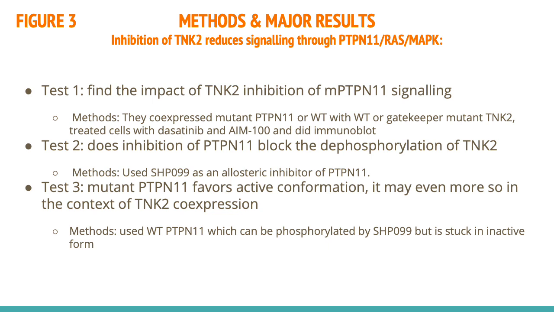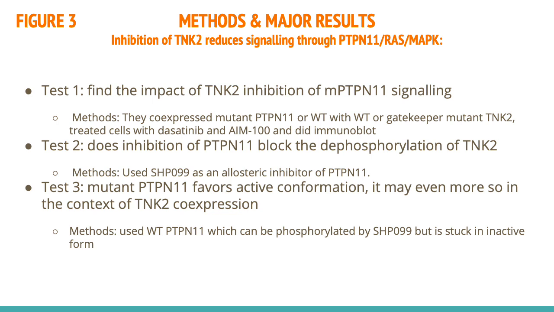Okay, the next section we're going to talk about is inhibition of TNK2 reducing signaling through PTPN11, RAS, and MAP kinase. So the first test they did was to find the impact of TNK2 inhibition on mutant PTPN11 signaling. The method they used is they co-expressed mutant PTPN11 or wild type with wild type or gatekeeper mutant TNK2. The gatekeeper mutant is resistant to dasatinib and AIM-100, which is another inhibitor. They treated the cells with dasatinib and AIM-100 and did an immunoblot. We're going to see that coming up in the next one.